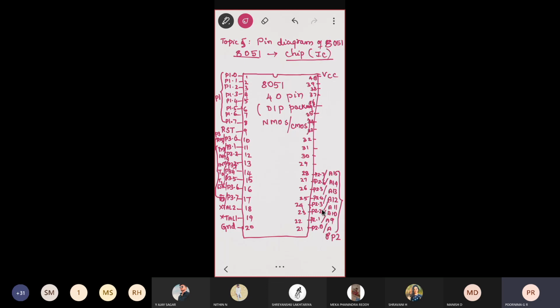If you look at pin number 29, it is program store enable, that is PSEN bar. And then the 30th pin is ALE or PROG. Whether a PROM is to be written or it has to be multiplexed will be decided by ALE. And the 31st pin is VPP or EA bar.